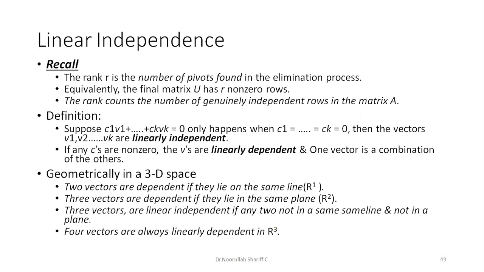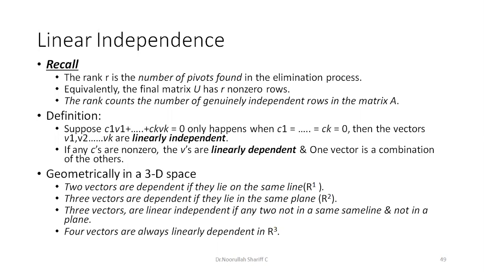Now, geometrically speaking, what it means is two vectors are dependent if they lie on the same line. That same line corresponds to R to the power 1. R to the power 1 is a single line, a dimension which is a single one. R1 is just one dimension.